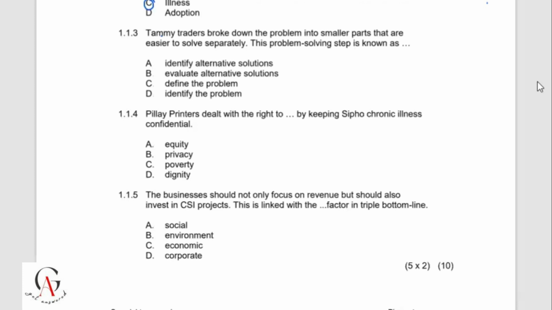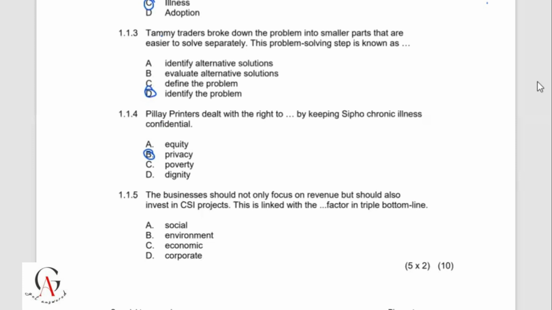The next question is 1.1.3. It reads as follows. Tammy traders broke down the problem into smaller parts that are easier to solve separately. This problem solving step is actually known as identify the problem, which is our option D. Okay, right. So now let's check 1.1.4. Pillar printers dealt with the right to dash by keeping simple chronic illness confidential. In this regard, our appropriate answer is going to be B, which is privacy.